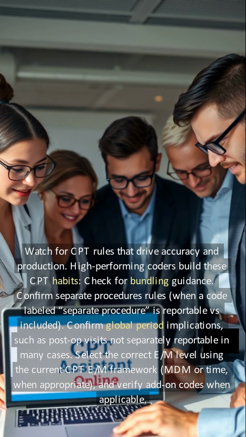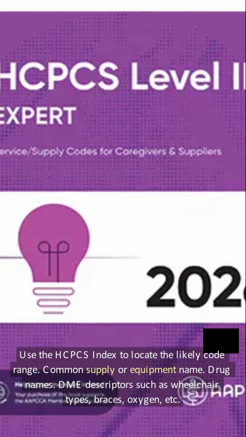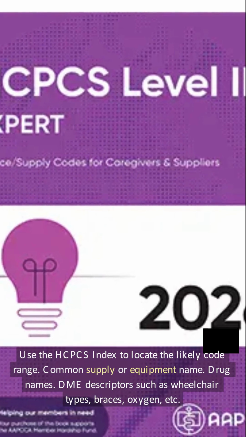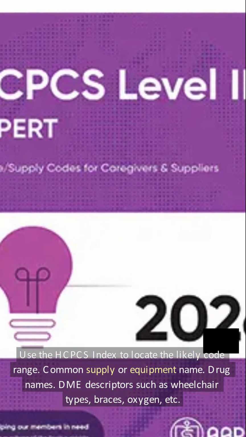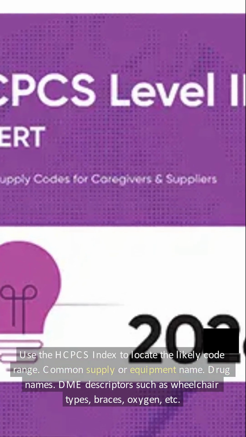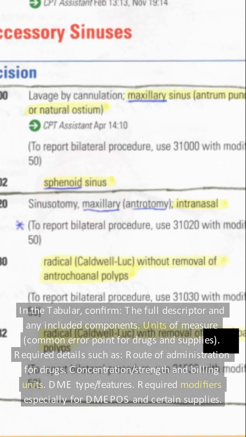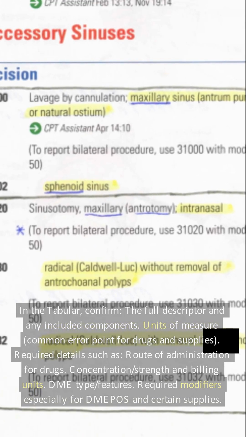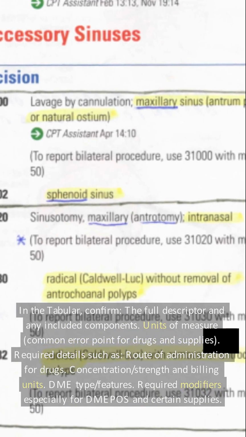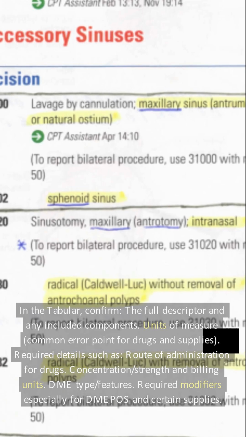when applicable. Use the HCPCS index to locate the likely code range. Common supply or equipment name. Drug names. DME descriptors such as wheelchair types, braces, oxygen, etc. In the tabular, confirm the full descriptor and any included components. Units of measure: a common error point for drugs and supplies.